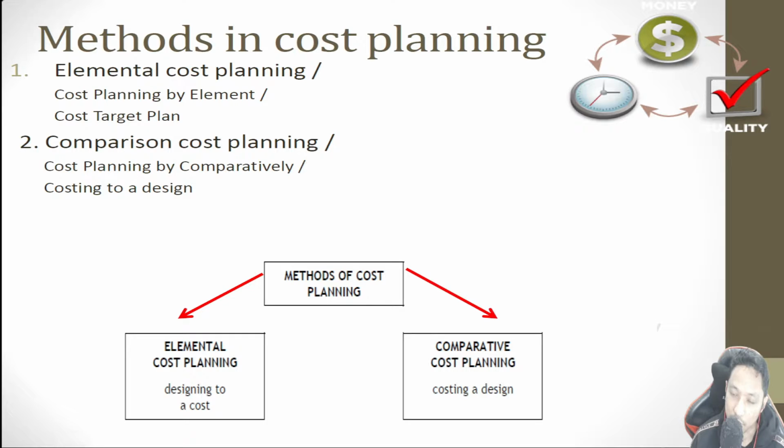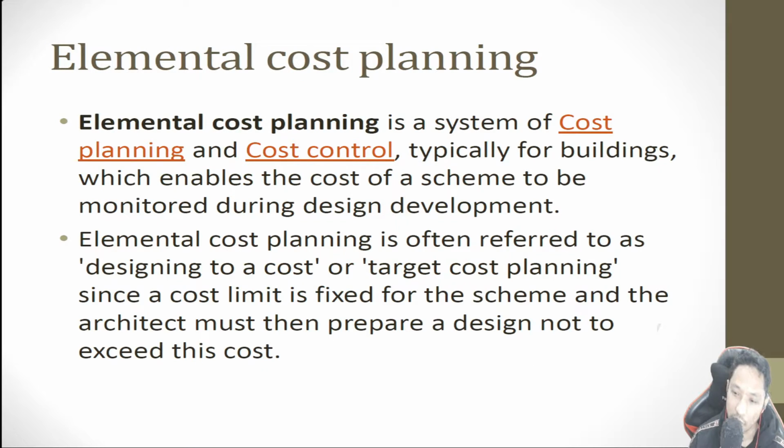Last but not least, what are the methods in cost planning? It can be divided into two: elemental cost planning and comparison cost planning. Elemental cost planning is cost planning by element, also called cost target plan, while comparison cost planning is cost planning comparatively and also referred to as costing to a design. So we look at the elemental cost planning.